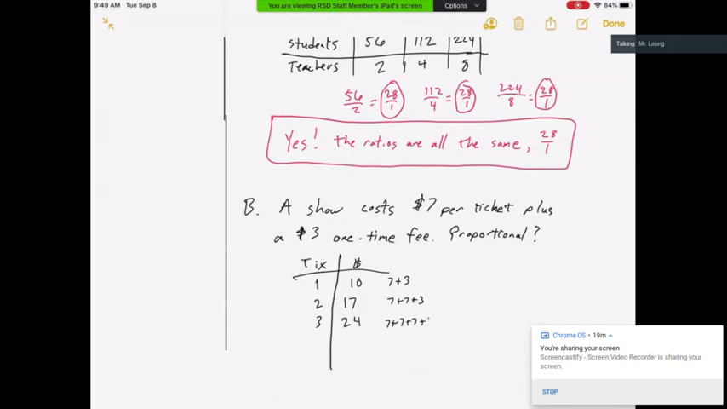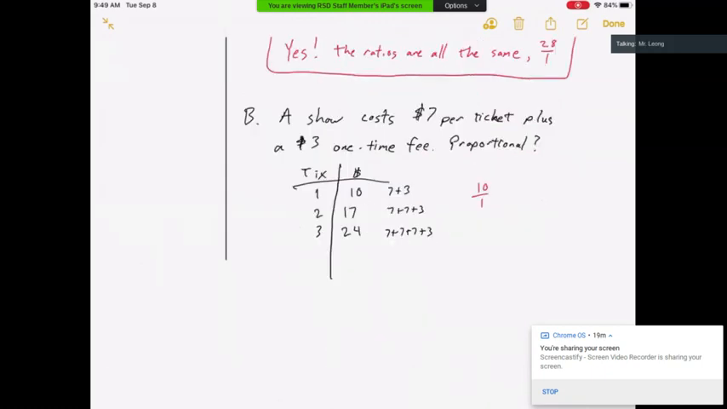Okay, so the question is, is this a proportional relationship? Right? So let's take the ratios here. So money over tickets, money on top. So let's do the first one, 10 over 1. The second one, is this equal to 17 over 2? Are those equal? No, right? 17 over 2 does not simplify to 10 over 1. These are not equal. So the answer to your question, is this proportional? The answer is no. The ratios are not the same.